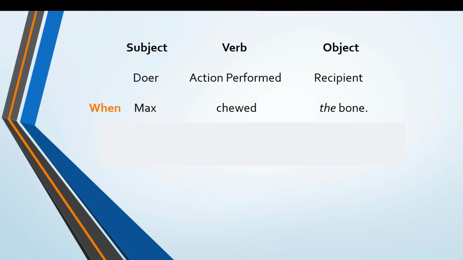Sentence fragments are a common type of boundary error, and they can occur when we add a word that is supposed to be used for connecting two complete ideas together, but we tack it on at the beginning of a complete idea and then we don't finish the thought. So if I say Max chewed the bone, it's a complete thought. If I say when Max chewed the bone, there should be more information there, but there's not.